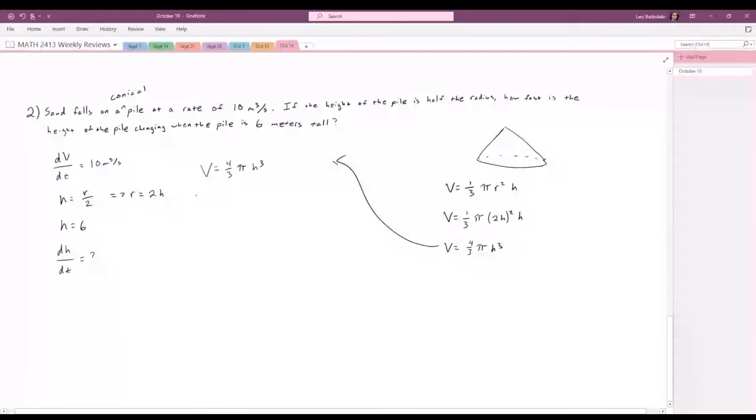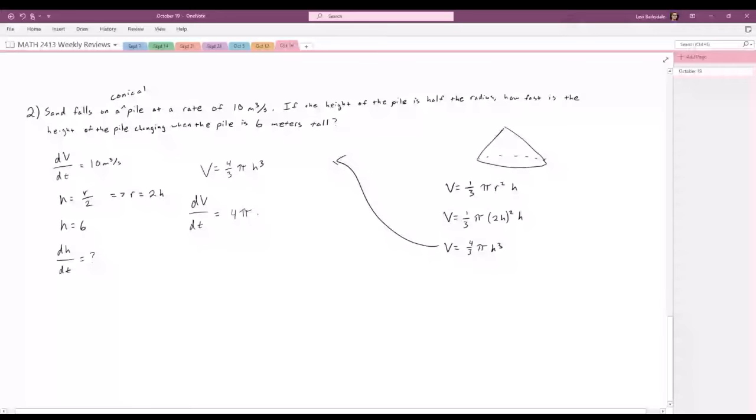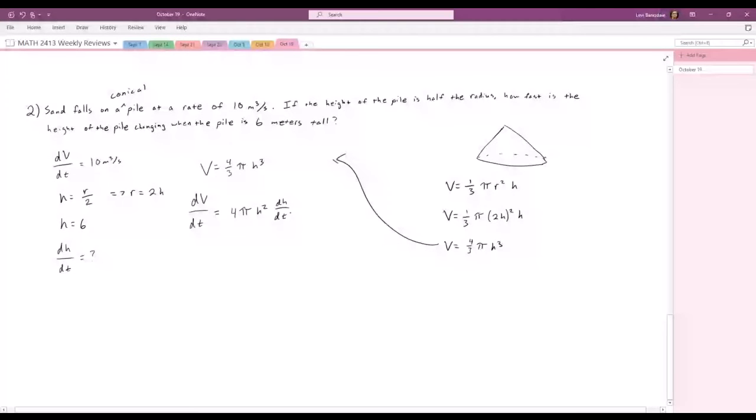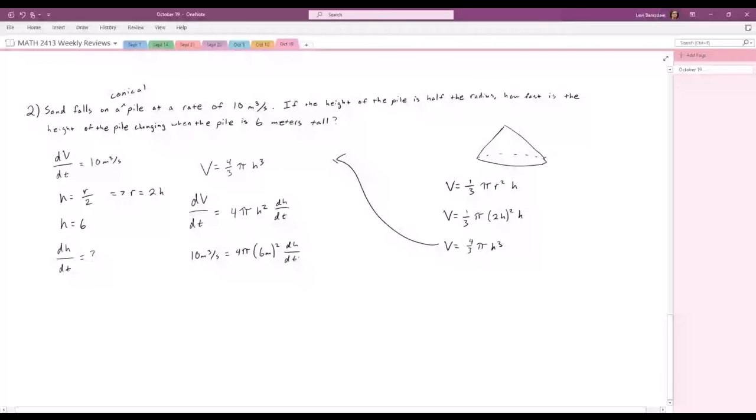So if we take the derivative, that would give us 4 pi times h squared times our derivative of h. Perfect. Well, now we know dV over dt, and we also know h, so we can plug those in, and that gets us 10 meters cubed per second is equal to 4 pi times 6 meters squared times dh over dt. So then 10 meters cubed per second is equal to 4 pi times 36 meters squared times dh over dt.